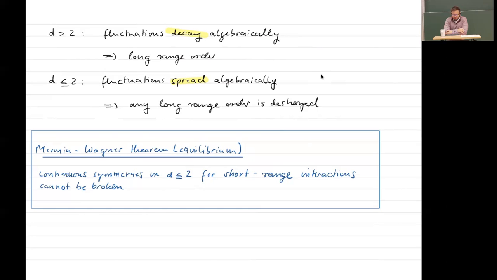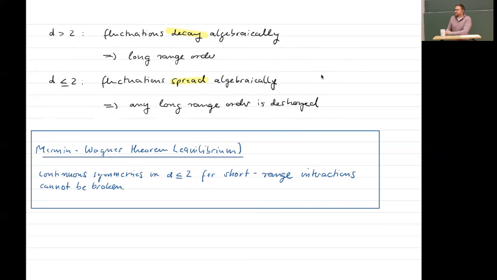And we've seen that for the dimension larger than 2, we can have long range order, because these fluctuations or these errors that are introduced, they decay, they become small. For d equals 2 or smaller, these perturbations, I perturb somewhere, I have a little noise, this will immediately spread and destabilize our order. Any long-range order is destroyed for dimensions equal or smaller than 2.